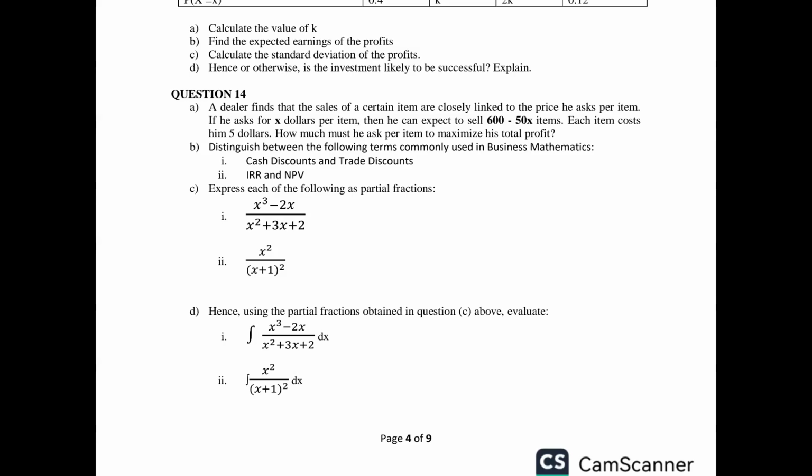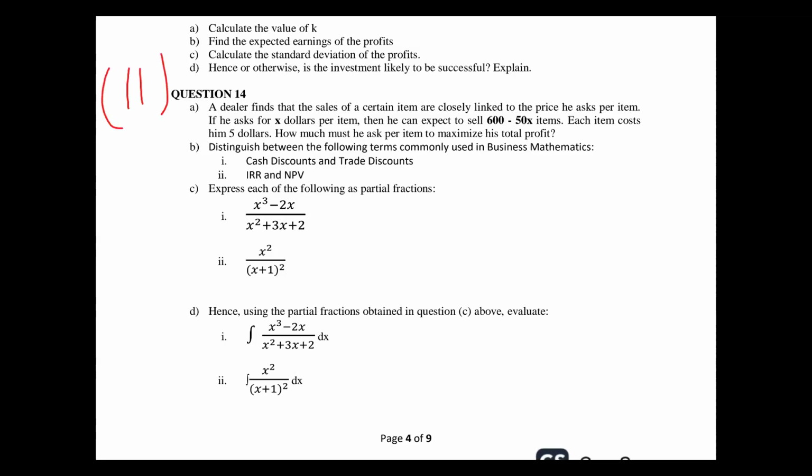Question 14b is asking us to show the difference between IRR, internal rate of return, and the NPV. Now listen. NPV is basically the difference between cash inflow and the initial investment that is invested by the investor, right? That is NPV, net present value, the difference between cash inflow. In short, you're asking yourself, how much do you receive from this investment?